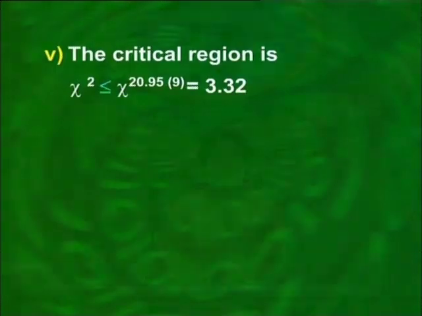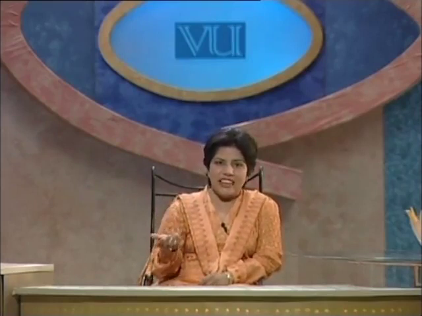The critical value is chi-square 0.95 at 9 degrees of freedom, and this comes out to be 3.32. So as I am saying, we will now consider the tail on the left side as the critical region, because our alternative hypothesis has a less than sign. But you will recall from the last lecture that the chi-square distribution starts from 0 and goes up to infinity.